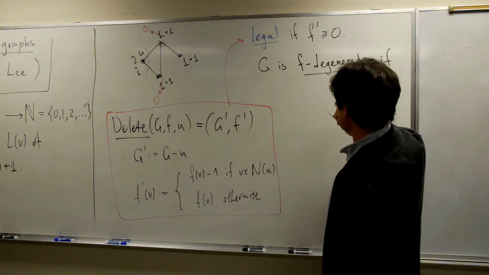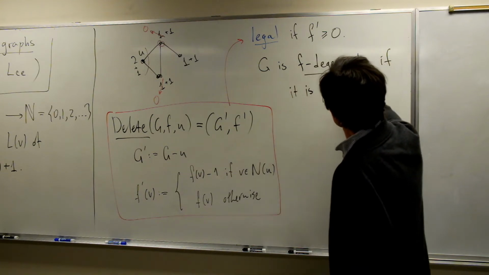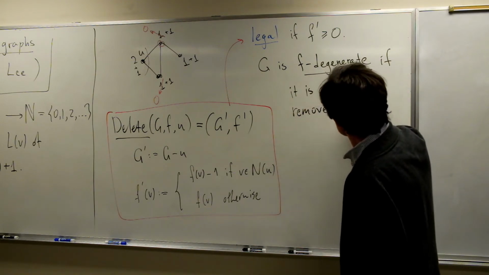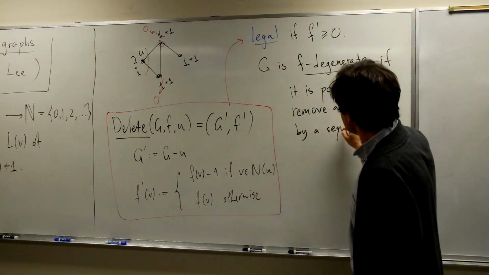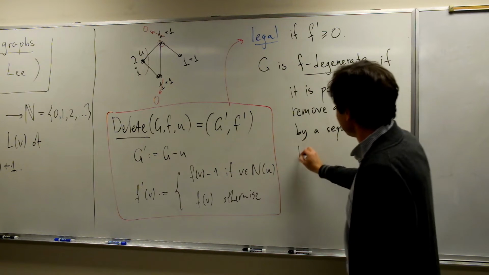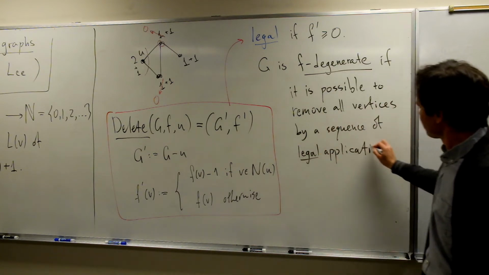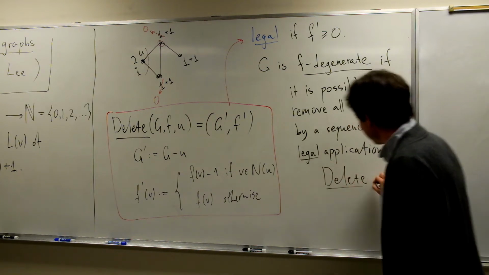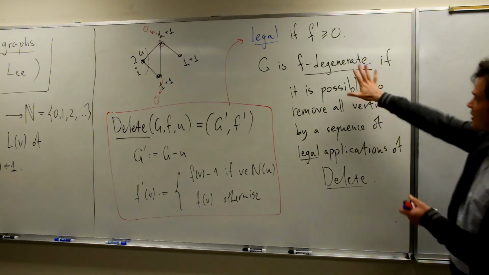if it is possible to remove all the vertices by a sequence of legal applications of this operation, delete. So there is some order in which we can remove the vertices one by one, so that the values of the function never go below 0. Okay, that's just the definition.